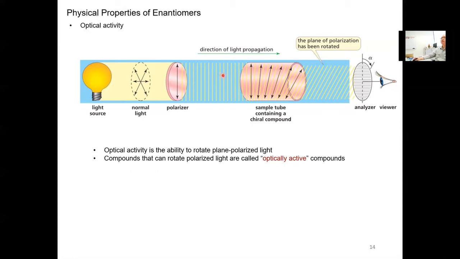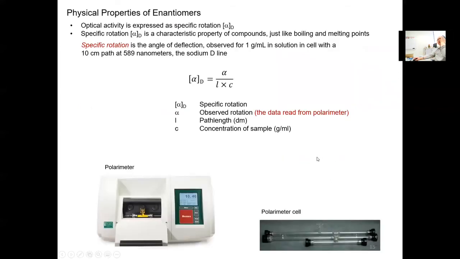And if this light goes through a sample tube containing a chiral compound, the chiral compound can interact with the light, through energy absorption, energy loss, something like that, very physical stuff. And then the light can rotate. You can see the light turned from the upright position by alpha degrees, some angle. All these compounds that can rotate polarized light are called optically active compounds. The property of optical activity is expressed as the specific rotation, which we call alpha D.